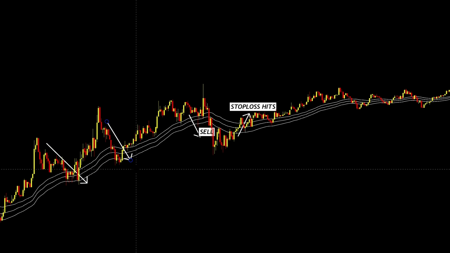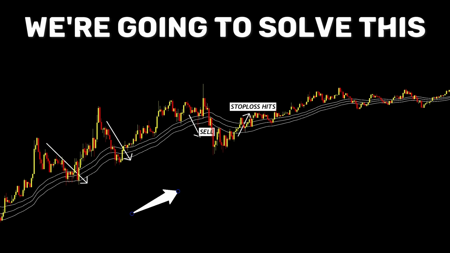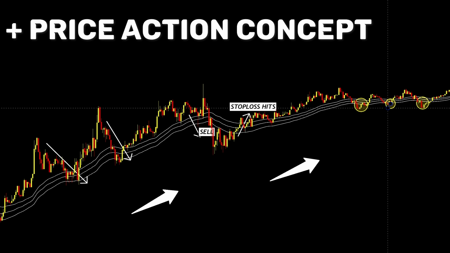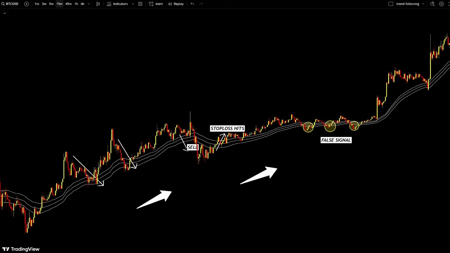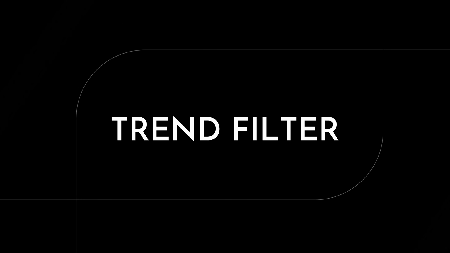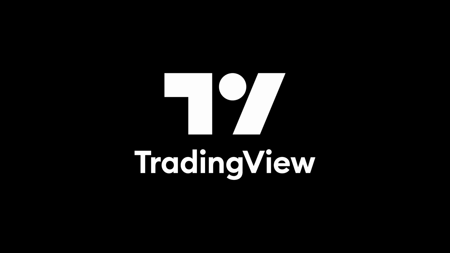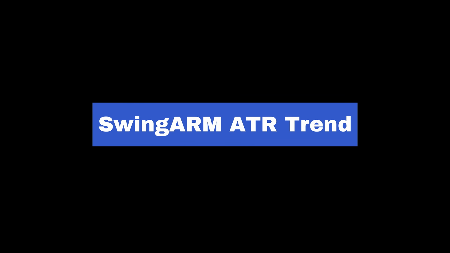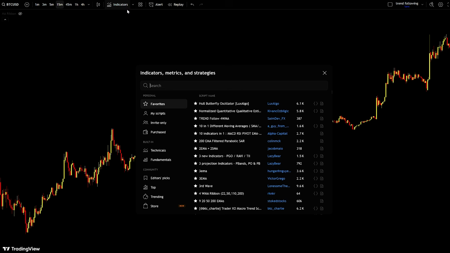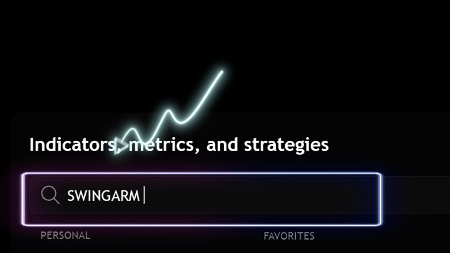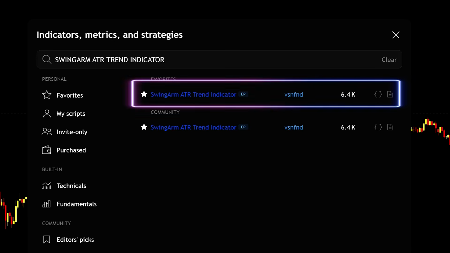In this video, we're going to solve this using the easiest way possible. And I'm even going to give you a price action idea that makes this plan work well even when the market is choppy or messy, where most systems fail. First, let's introduce our trend filter. It's a simple, very accurate, free tool on TradingView called the Swing Arm ATR Trend Indicator. Go back to the indicators, type in Swing Arm ATR Trend Indicator and add this one to the chart.